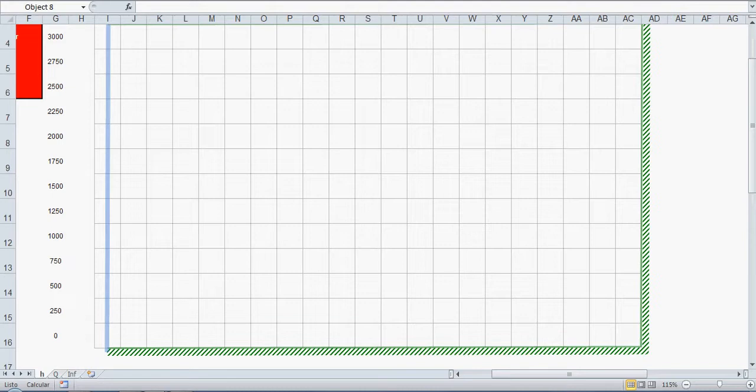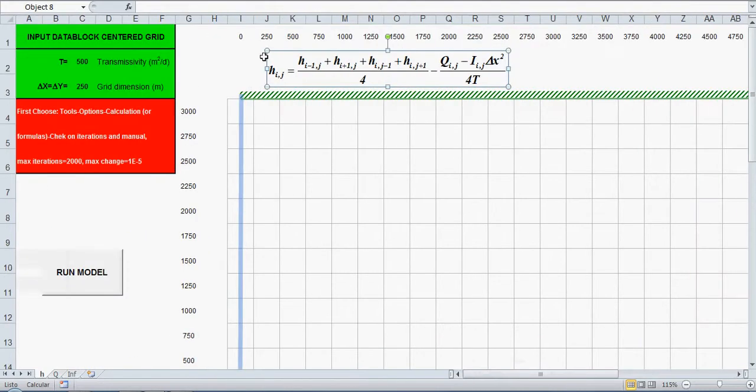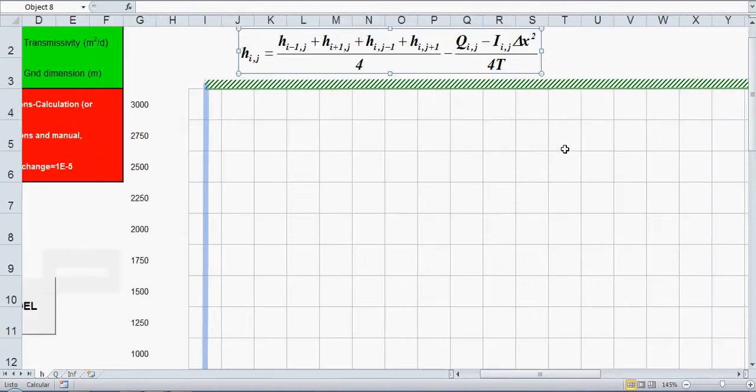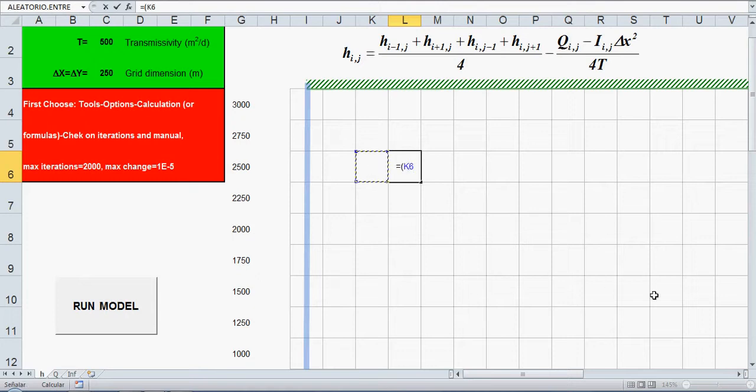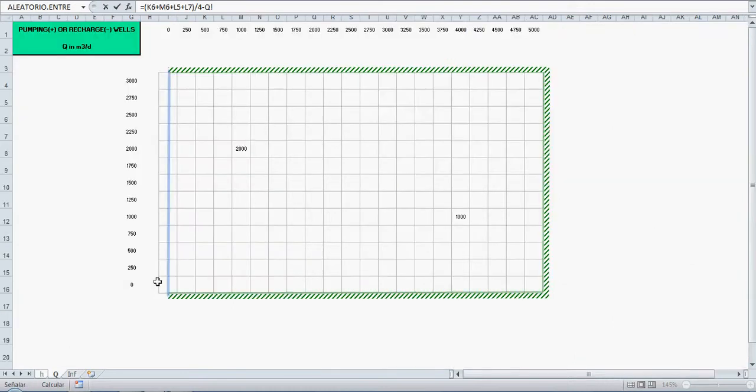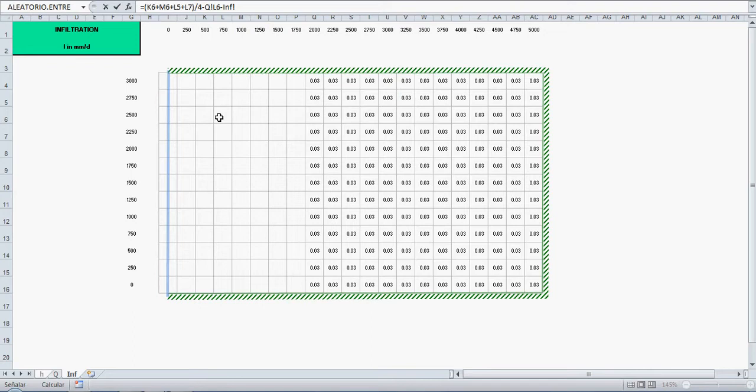Okay, so let's zoom in to put our equation in any cell. Let's choose any cell, for example L5, and with this equation we construct our model. It depends on the left head plus the right plus the upper plus the bottom, divided by 4, again some kind of head average, minus Q located in L6, minus infiltration, inf, here, L6.